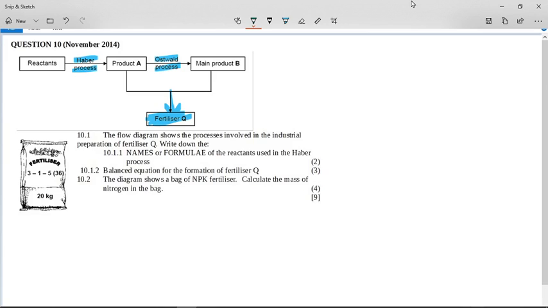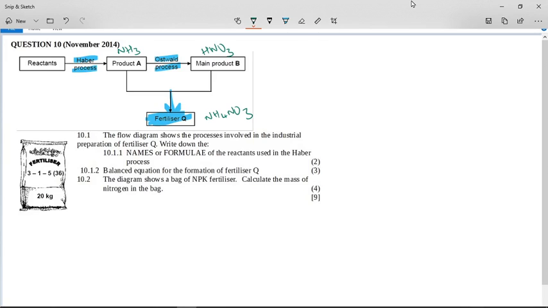So if you have a look here, we've got the Haber process. What does the Haber process give us? It gives us ammonia. What does the Ostwald process give us? Remember, we've got three processes: the Haber, the contact, and the Ostwald. The Haber process gives us ammonia. The contact process gives us sulfuric acid, and the Ostwald process gives us nitric acid, or HNO3. So what happens if we mix ammonia and nitric acid? We end up with ammonium nitrate. Okay, so my guess is fertilizer Q is ammonium nitrate.